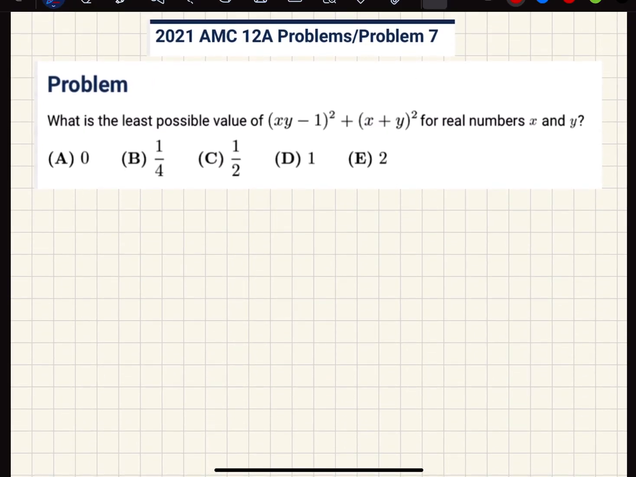Hello everybody, let's have a look at this interesting problem from the start of the 2021 AMC, AMC 12A, and this is problem 7. So first we're going to talk about why the problem is difficult, and then we're going to talk about how to solve it.